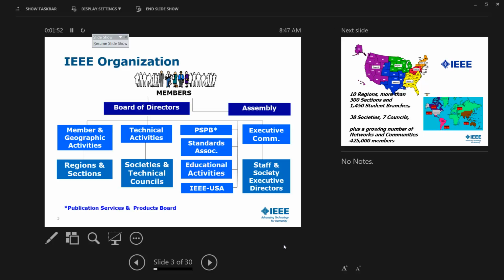Oh yeah, so easily. So membership and geographic activities: the world is divided into 10 regions, and each region has a region director. And actually, at the board of directors meeting, Tom Coughlin, he's at the big table. And the rest of us, everybody.